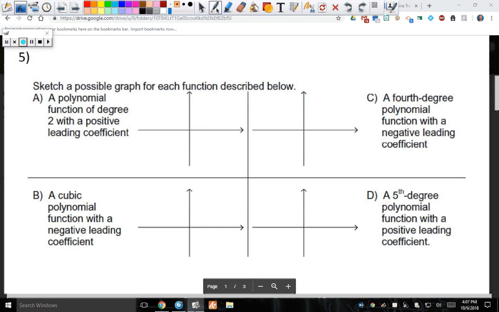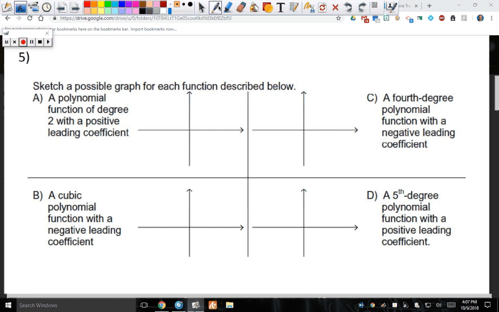Okay, now let's look at number 5. Number 5, we're going to be actually sketching the graphs by hand. And there's many examples that you could do, different variations, and I'm only going to show you one for each of these graphs. So it says, sketch a possible graph for each function described below.